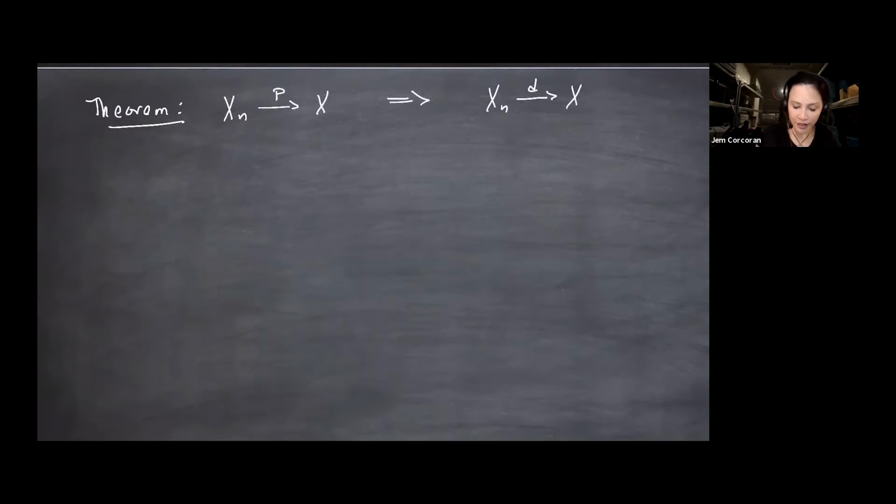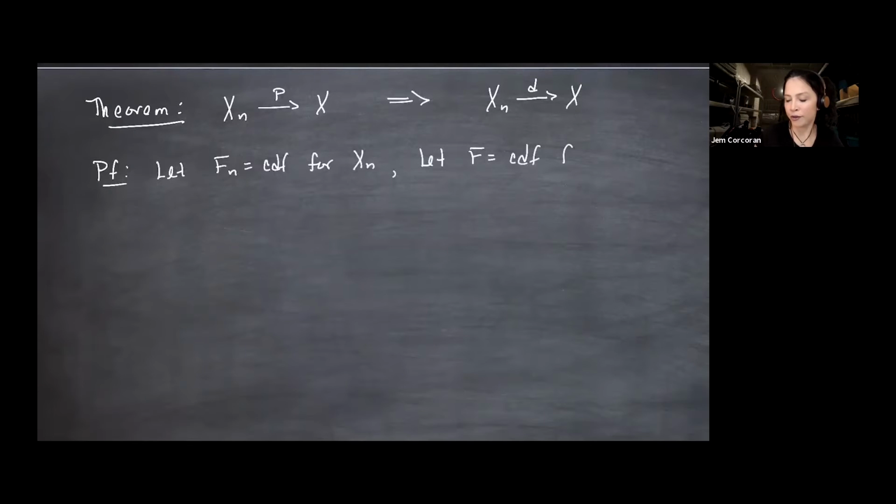To prove this, I'm going to let Fn be the CDF for Xn. I'm going to let F be the CDF for X. I'm going to take an epsilon greater than 0 because I'm going to need that for the convergence in probability part. And I'm going to let x, little x, be a point of continuity of the capital F.